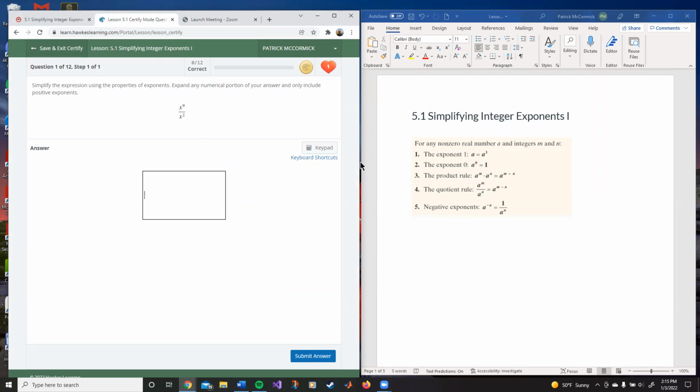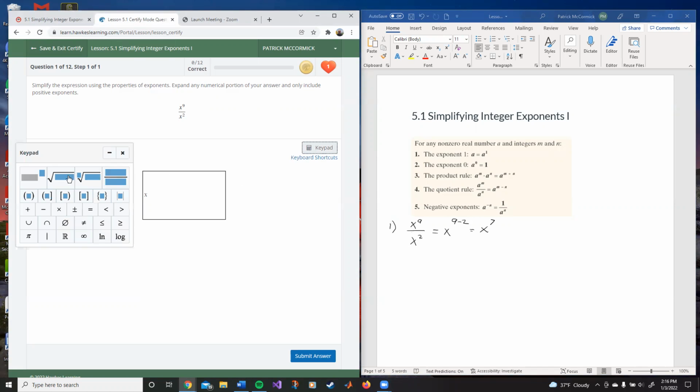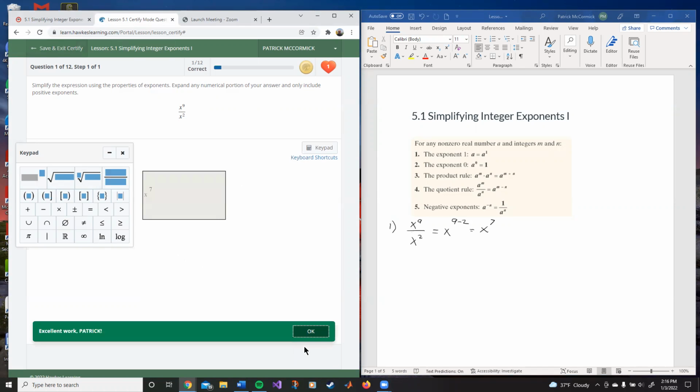So problem number 1. So it's x to the 9th over x squared. So notice they have like bases and it's a quotient. So I'm going to subtract the exponents, 9 minus 2. This gives me x to the 7th. And that is a positive exponent because the rules here say expand any numerical portion, which we don't have, and only include positive exponents. So our answer here is going to be x, then hit our keypad and use the exponent key, x to the 7th. And submit. And there we go.